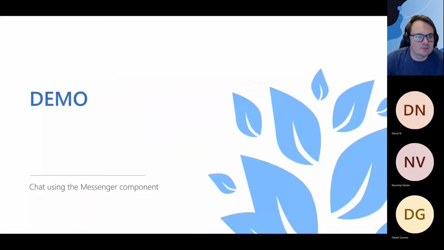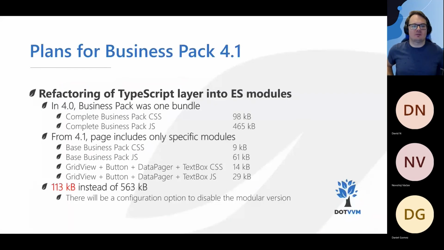Okay, so that's for BusinessPack 4.0. And now what we are planning for BusinessPack 4.1. The first thing, and it's again a rewrite or a refactor, this time it's not CSS, this time it's the TypeScript layer into ECMAScript modules. BusinessPack contains a lot of TypeScript files, and from version 1 we had some kind of layout and we were using some old version of TypeScript. At that time, browsers didn't support ECMAScript modules much, so we were using TypeScript namespaces and things like that.